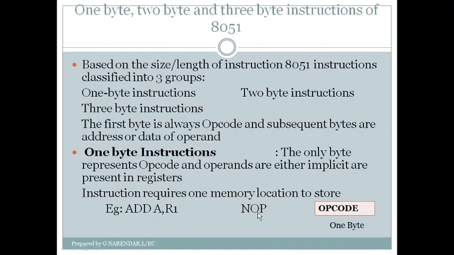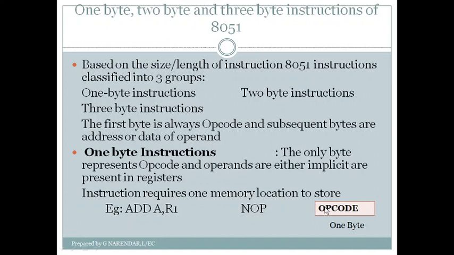So NOP is an opcode which specifies the microcontroller to perform no operation, that means sit idle. To sit idle, it would have to perform the operation on certain operands, but there are no operands, but they are automatically understood by your controller. So here operands are not specified but they are automatically understood. It contains only the opcode, and the opcode takes 1 byte, and the whole instruction takes 1 byte. So it will come under 1 byte instruction.